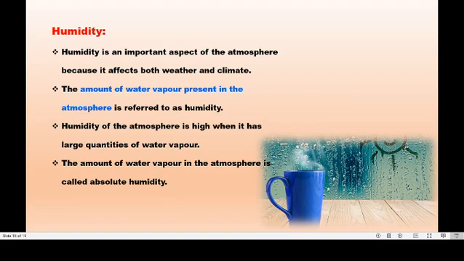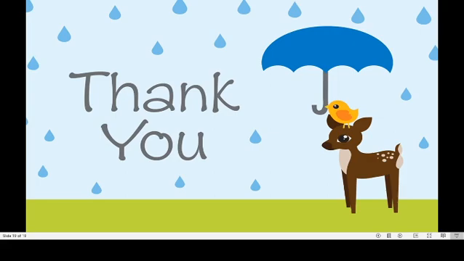The amount of vapor in the atmosphere is called absolute humidity. So humidity means the amount of water vapor that is present in the atmosphere, and absolute humidity is the amount of water vapor in the atmosphere. So with this we have completed our chapter 3.